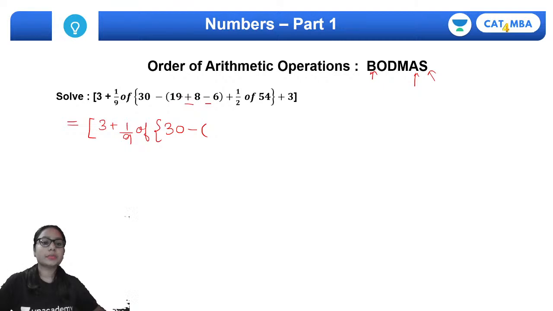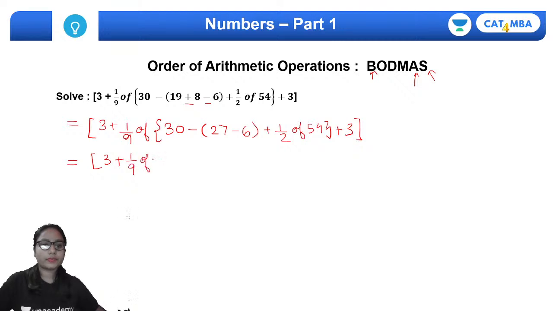Let us add these numbers. What is 19 plus 8? It is 27 minus 6 plus 1 by 2 of 54 plus 3. So this was our first step. Let us do the next step, which is 3 plus 1 upon 9 of 30 minus, now 27 minus 6 is 21, so I'll replace it with 21 plus 1 by 2 of 54.